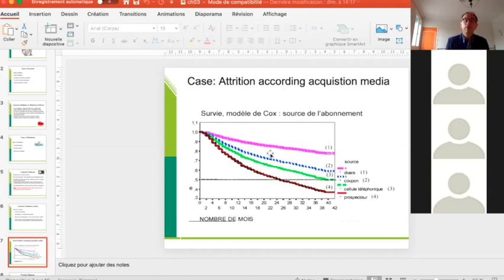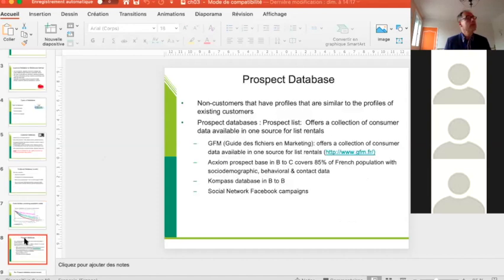That is why it's also interesting to see which medium has been used to acquire the customers, because in this way you can then predict, in your customer lifetime value model, the survival probability or the attrition probability, and you can see which are the best customers. The best customers are those who come on their own. The worst customers are those who are recruited by telephone or physical acquisition. This is about the customer database.